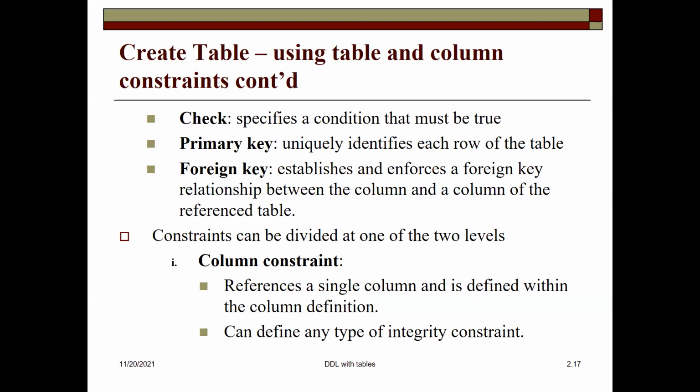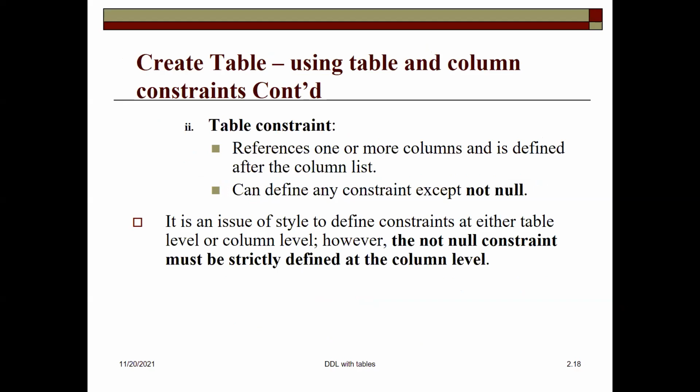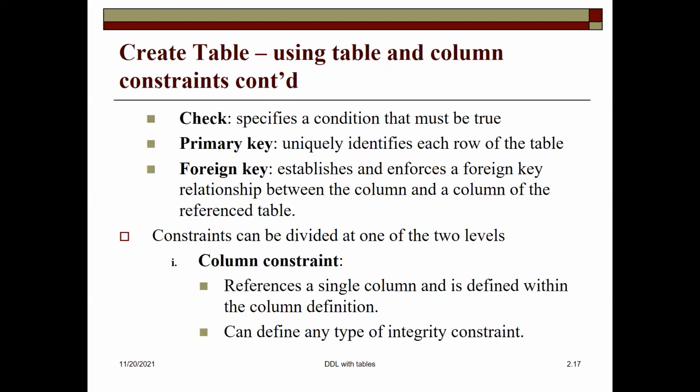The primary key we know, the foreign key we know. I am not going to explain that. So constraints can be divided at one of two levels. You can have a constraint at the column level, like... Do I have an example this side? Yeah, okay, I'll show you the example this side.